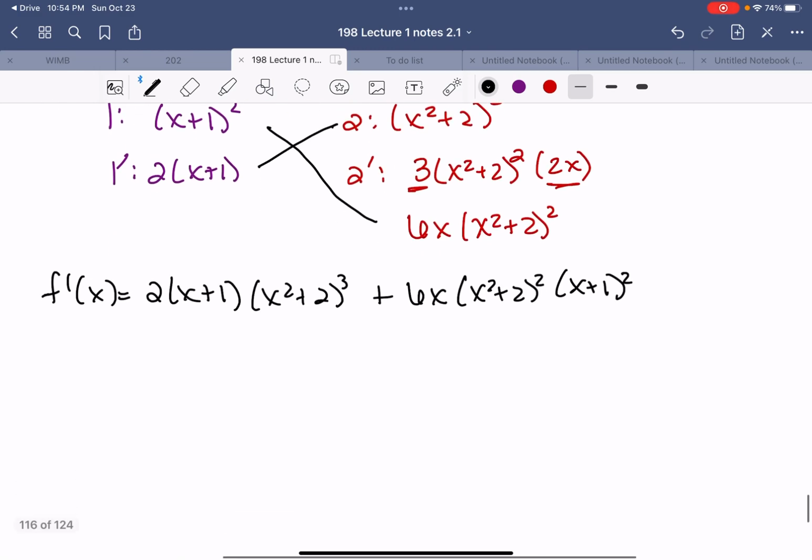Okay, and that's my derivative. What I do want to do here, because this is kind of a lot of things, is I'm going to try to factor this. So if I look at what they have in common piece by piece, I have a 2 and a 6x, and those have a common 2, so I'm going to bring a 2 out front.